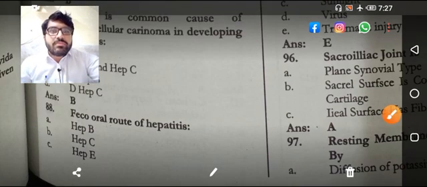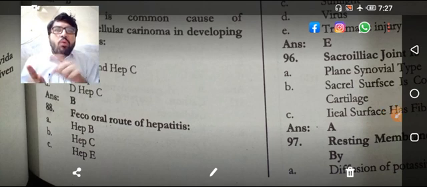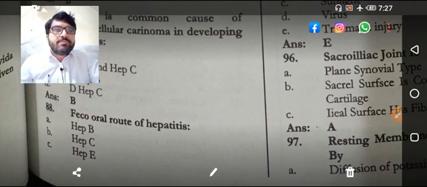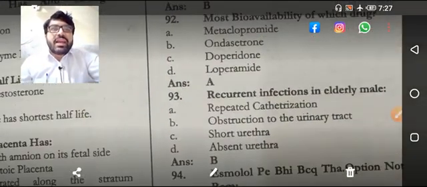Coming next, the feco-oral route of hepatitis is the vowel heads, A and E. Over here it's E.